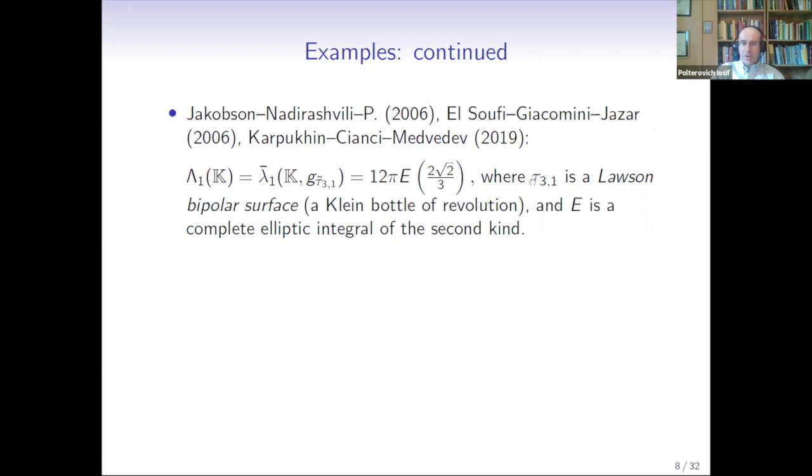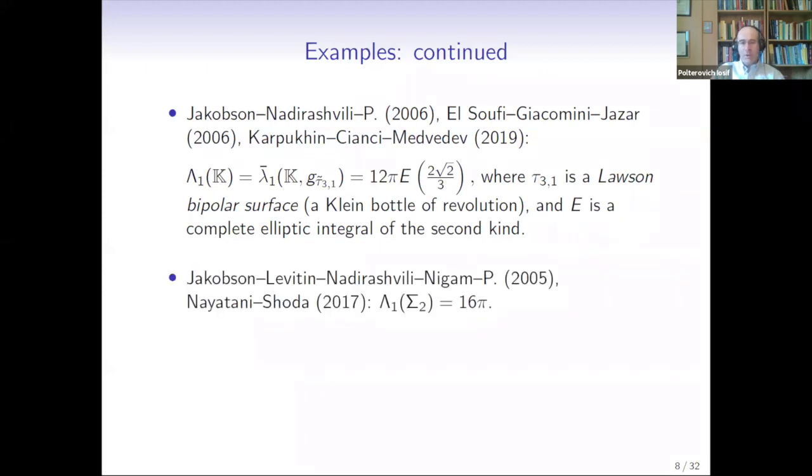The metric here is actually quite interesting. It is a certain metric of revolution on the Klein bottle, which distinguishes it from the previous examples by the fact that this is not a metric of constant curvature. So that's the only example of a maximizing metric of non-constant curvature that is known so far.